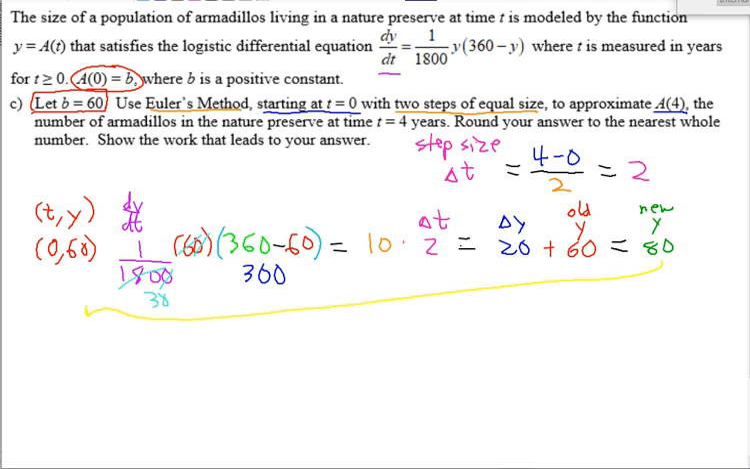And then we go back here. Now the t increases by the step size, which is 2, and 80 is our new y coordinate. So now we need to figure out the derivative there. So it's again 1 over 1800 times, this time 80 goes in for y, and then 360 minus 80.